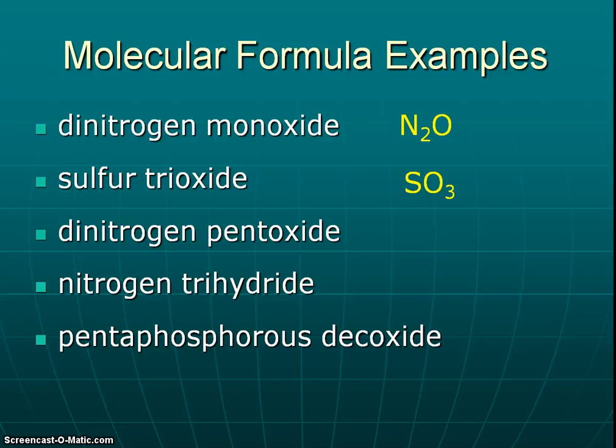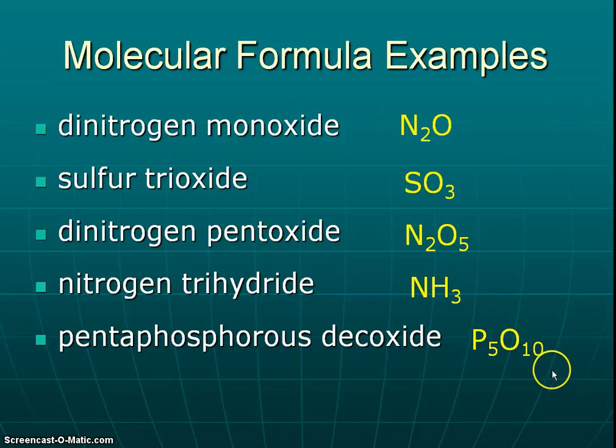The next one, di is 2, and penta is 5. So you have 2 nitrogens and 5 oxygens. Next one, there's no prefix, so 1 nitrogen. Tri means 3, so 3 hydrogens. And the last one, penta is 5, deca is 10. So you have 5 P's and 10 oxygens.